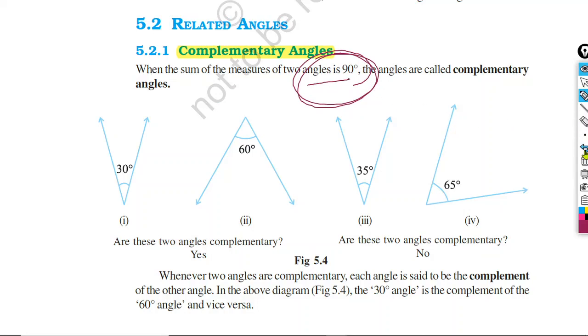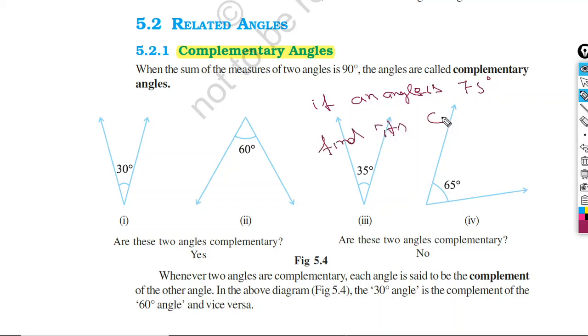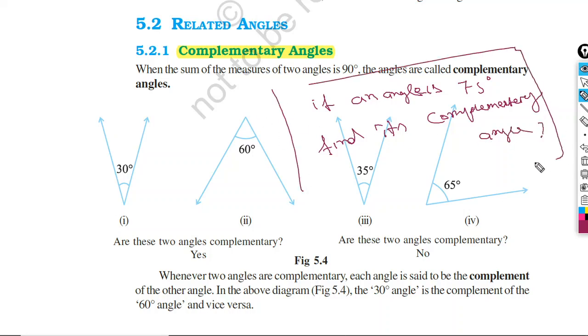Some problems will arise like this. If the measure of an angle is, say, 75 degrees, find its complementary angle. So this is a question. Now we can solve it. If an angle is 75 degrees, find its complementary angle.